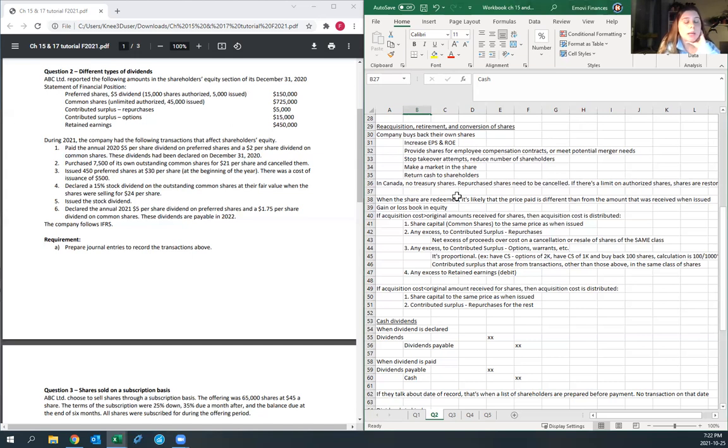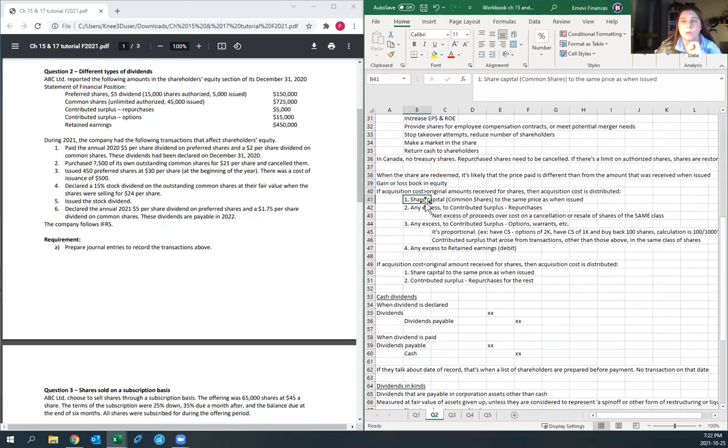When they are bought back, the price paid can be different than what you have in your books. So your gain or your loss is going to go in equity directly instead of going in your income statement. If the market price is greater than your book value for the shares, the acquisition cost is distributed first to your share capital, so it equals the book value that you have. Then any excess goes to contributed surplus repurchases for the same class of shares.